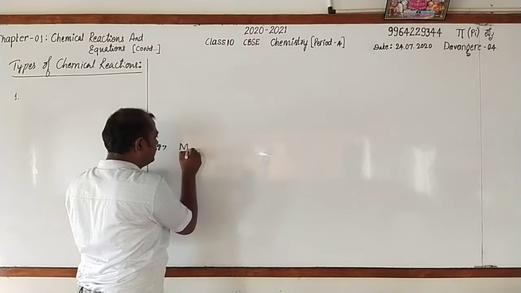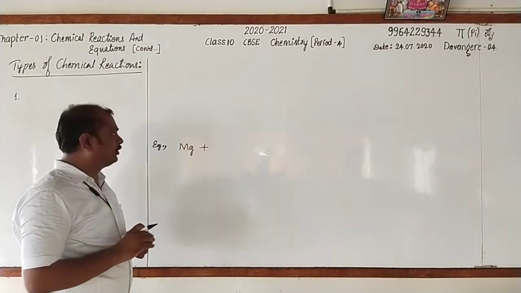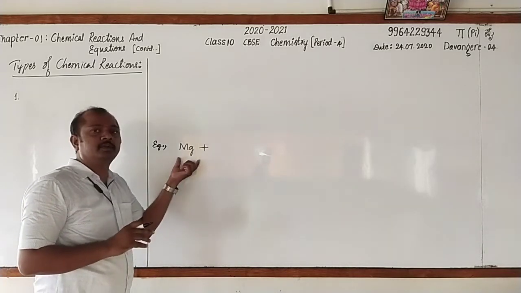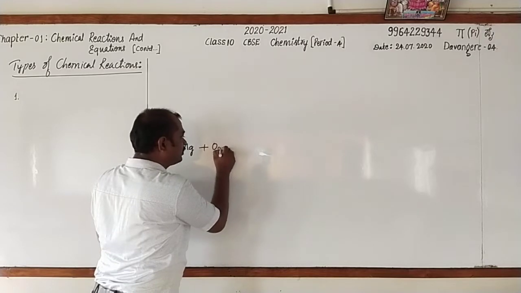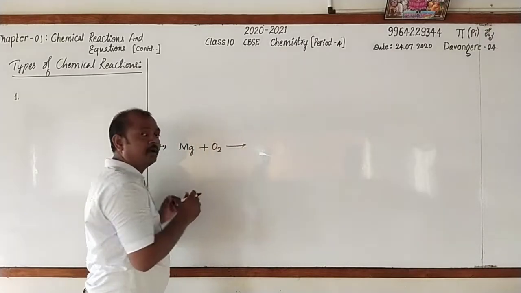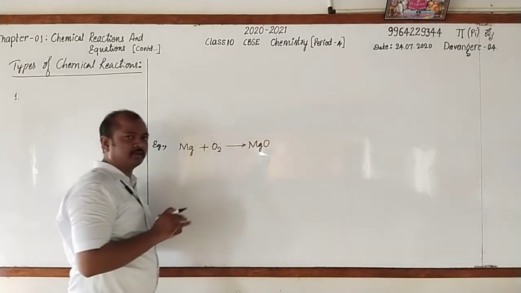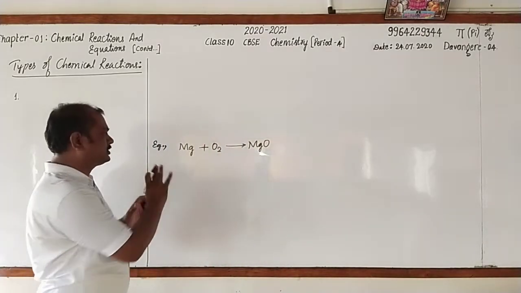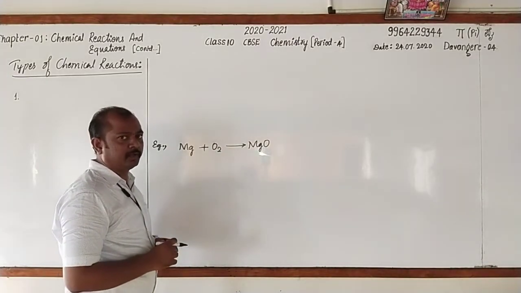The first example, magnesium. Dear students, you all know that when magnesium is burned in the air, what happens? Yes, it reacts with oxygen and produces a white powder called magnesium oxide. Is it not? The equation is not balanced. You just have to observe that. Let me take another one.